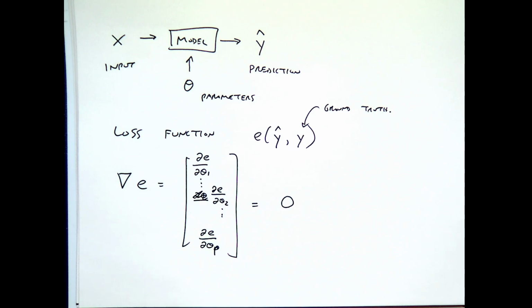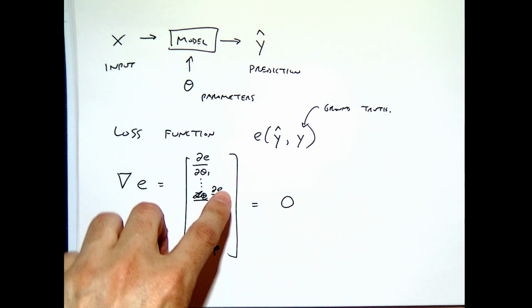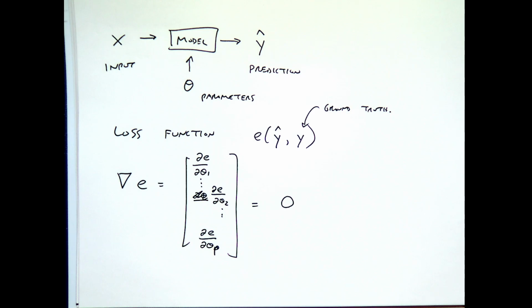I know that there is some theta for which I should be able to obtain this number, right? But in practice, this is not very tractable to do. It may be very difficult to form the gradient. It may be very difficult to find the theta that sets this equal to 0, right? That's the hard part.